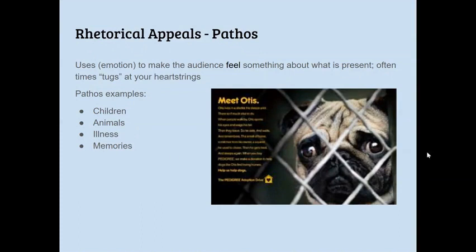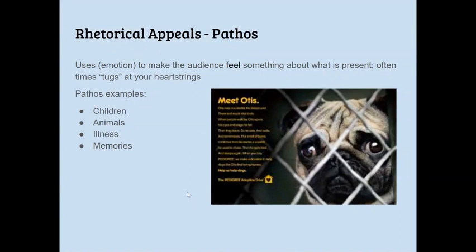Now, this right here, you've probably seen a commercial or two about an animal like Otis. Otis here is in a shelter, and they are using pathos to make you feel bad for Otis so that you either donate money or you adopt Otis from the animal shelter so that he doesn't die. So this is tugging at your heartstrings here.